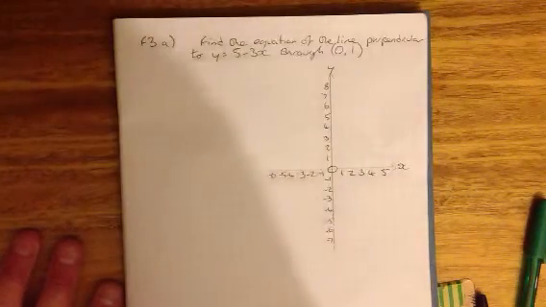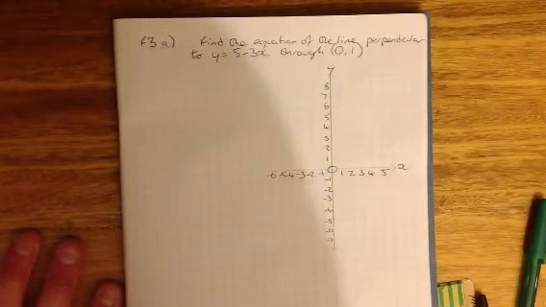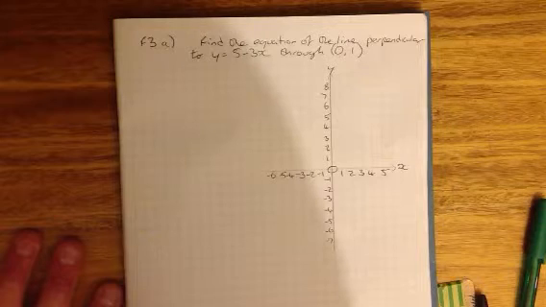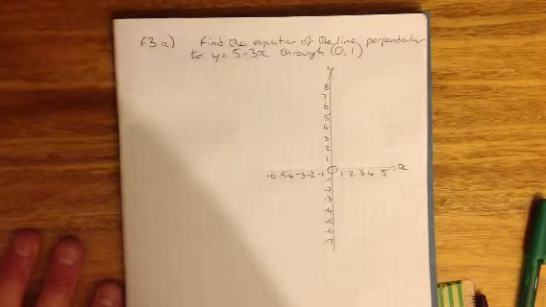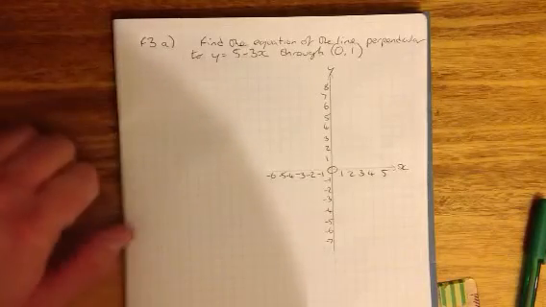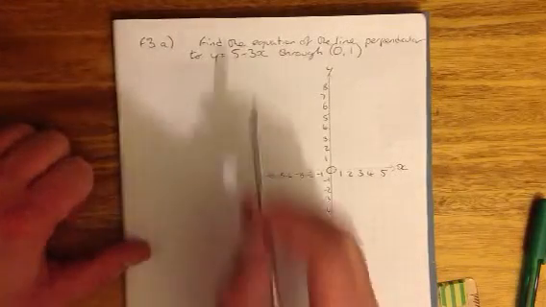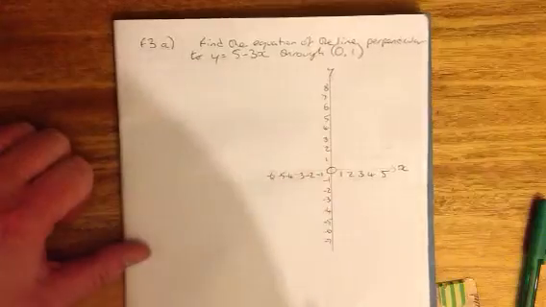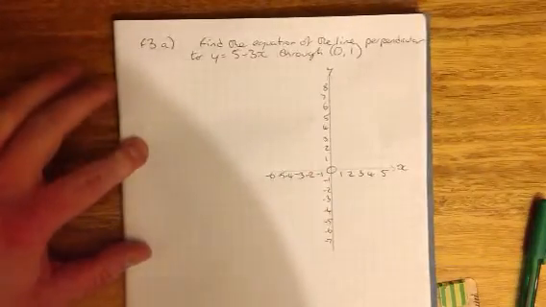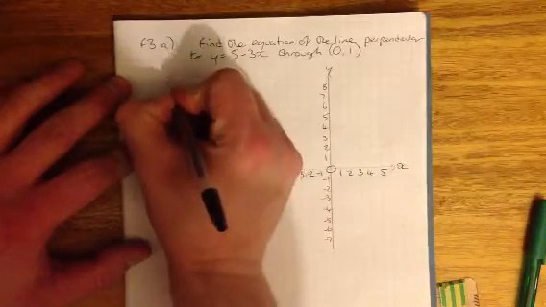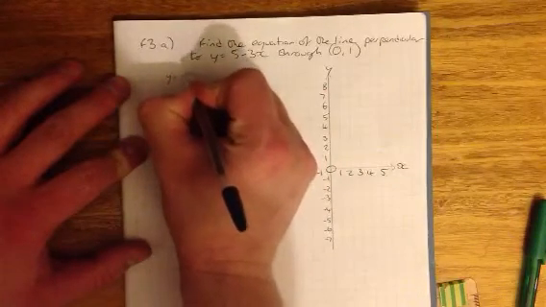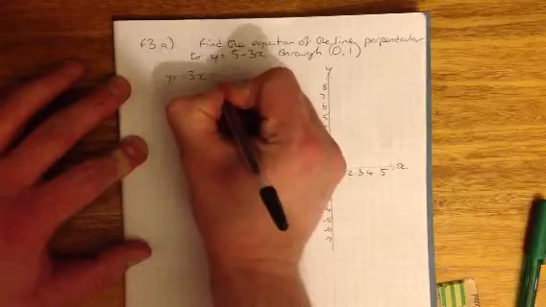Okay, now we're being asked to find the equation of the line perpendicular to y equals 5 minus 3x through the point 0, 1. To make life a little bit easier for us, I'm going to start by just rearranging this original line so we've got a better idea of what it is. The line y equals 5 minus 3x is exactly the same as y equals minus 3x plus 5.